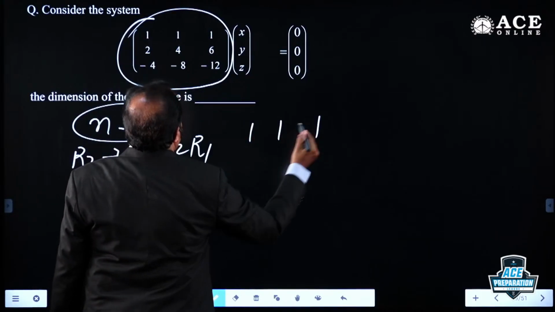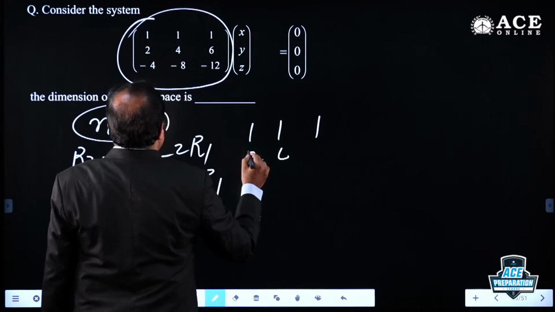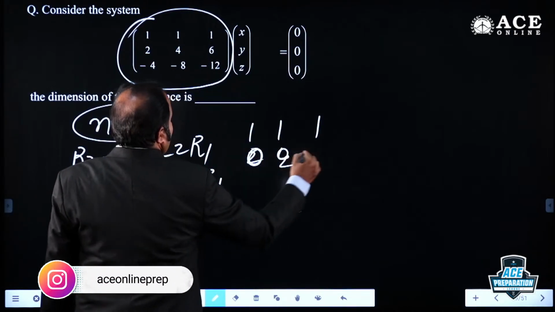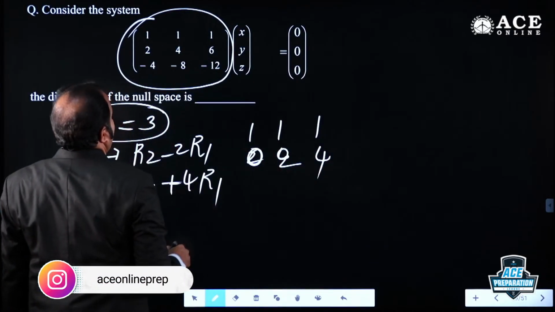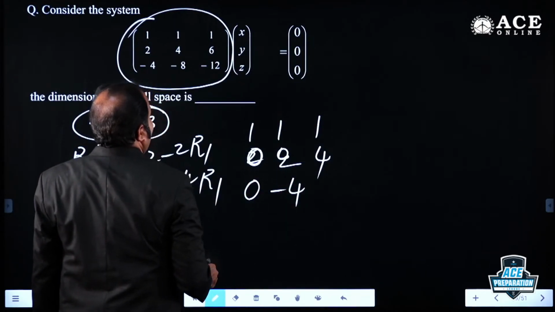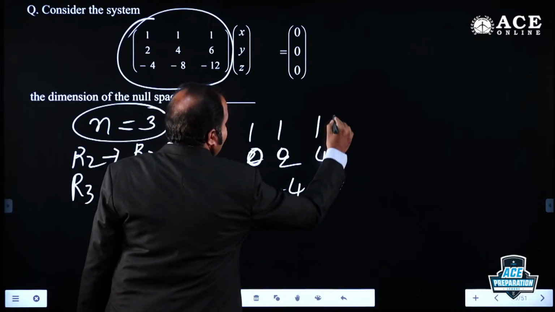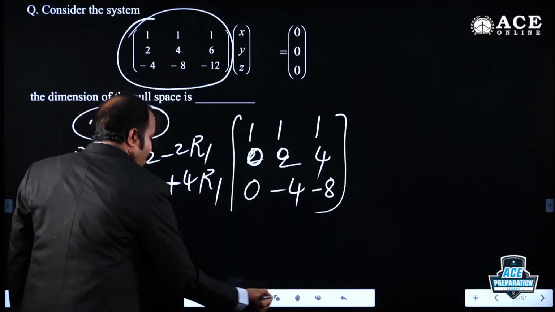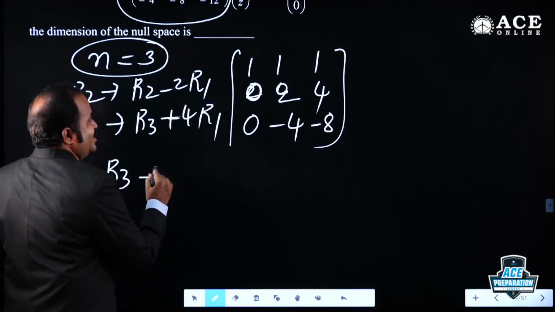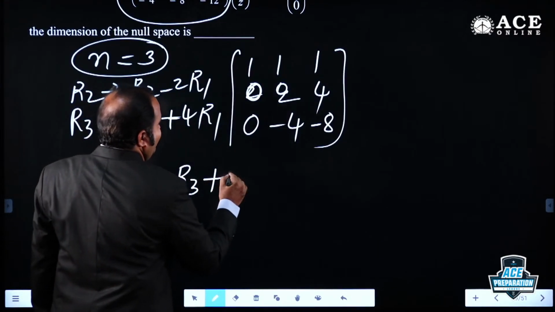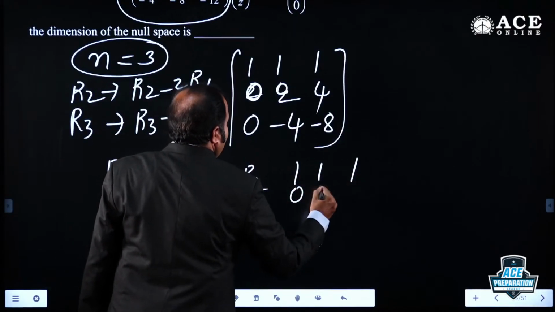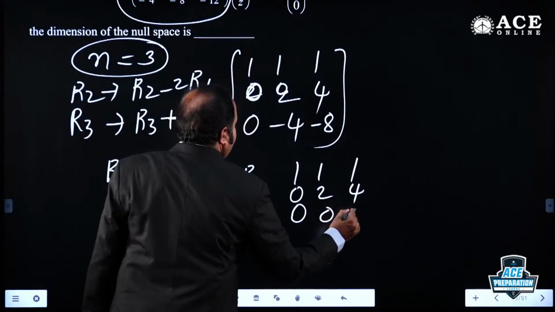That is 1, 1, 1, 1, 2, 4, 2 minus 2, 0, 4 minus 2, 2 only, and 6 minus 2, 4 only. Next, this is 0, minus 8 plus 4 is minus 4, minus 12 plus 4 is minus 8 only. Right. Still not in the echelon form. Another one more operation, that is R3 changes to R3 plus 2 times R2 only. So it is going to be 1, 1, 1, 1, 0, 2, 4, 0, 0, 0 only.